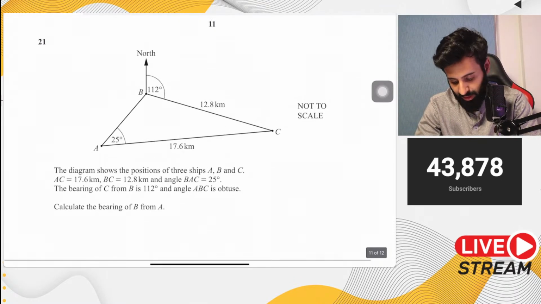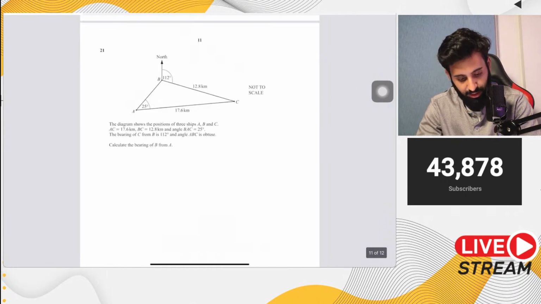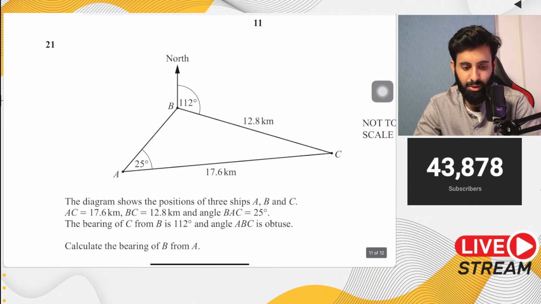Okay, what about this? Anyone who'd like to solve this? This, by the way, is a 5-mark question, so good luck solving it. I'll give you guys 5 minutes.